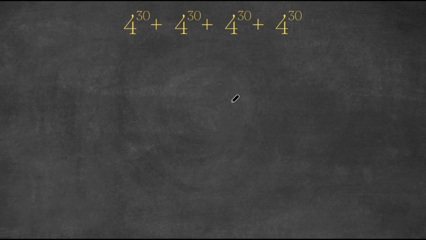In today's video, I'm going to be teaching you guys how to solve this exponential problem. So we have 4 to the power of 30 plus 4 to the power of 30 plus 4 to the power of 30 plus 4 to the power of 30. Now, because all of these terms are the same, I'm actually going to factor out 4 to the power of 30 from this problem.